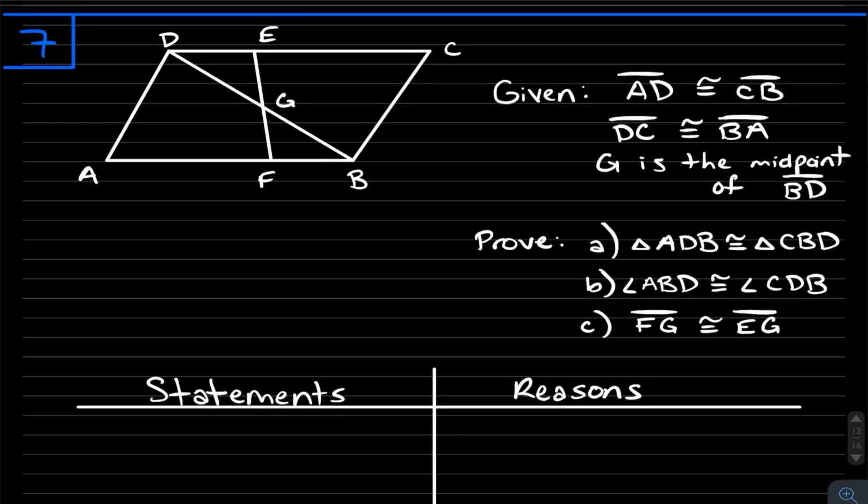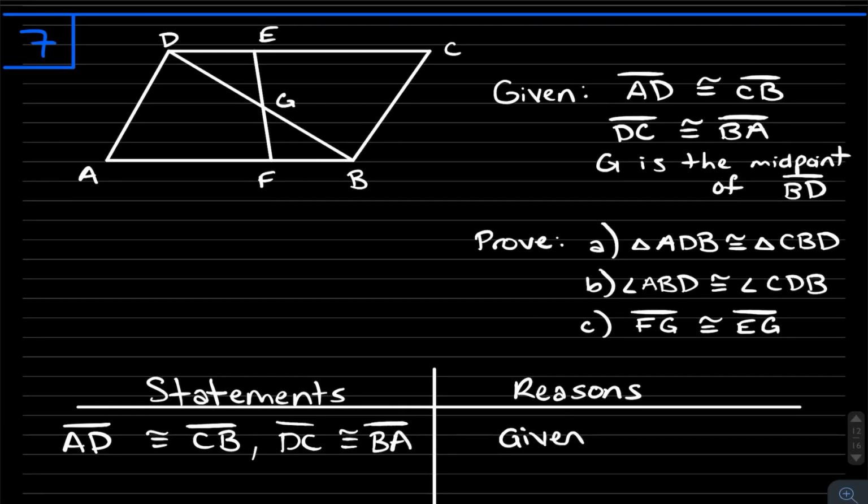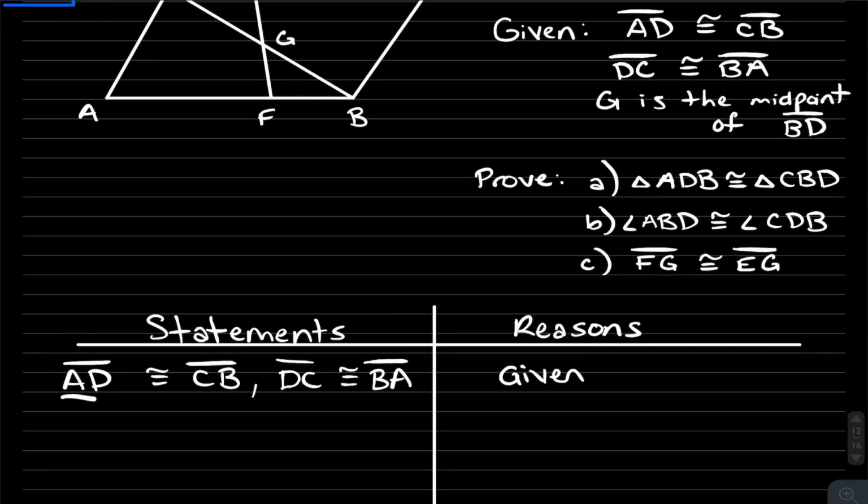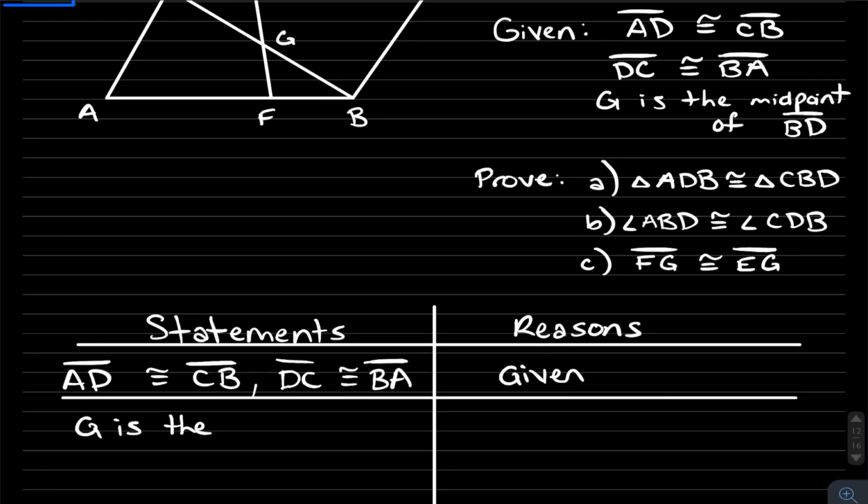So let's start by writing out our givens. AD is congruent to CB. That's given. And with this statement, we have other things that are congruent, so we'll just add it on. DC is congruent to BA. So that's all given. That's all nice and dandy. And we also have that G is the midpoint of BD.